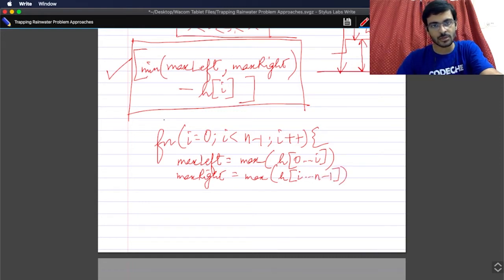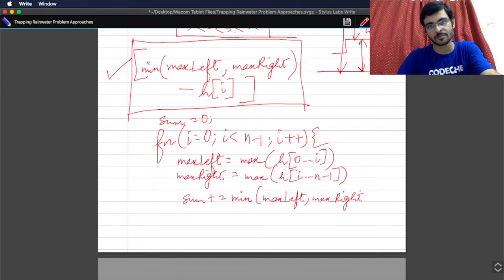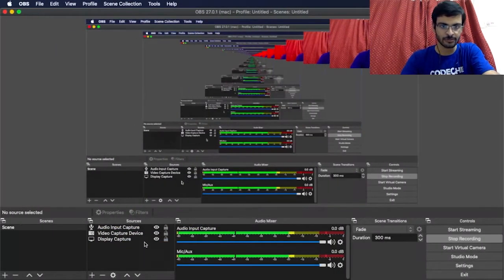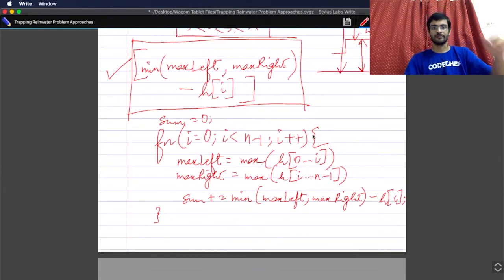So you can say that okay, if you have a sum like this, the sum of the volumes of water which can be stored, so sum plus equals min of max left, max right, minus H of i. Okay, that solves it. Let me check if everything, yeah, it looks fine. Okay, so what we are doing is basically this minimum value minus H of i.